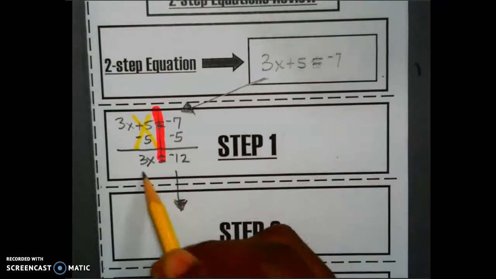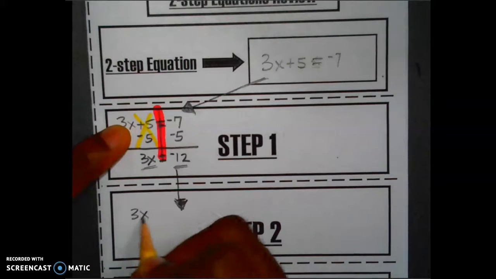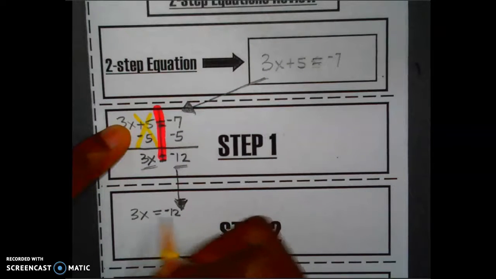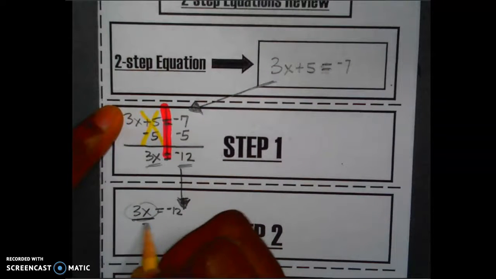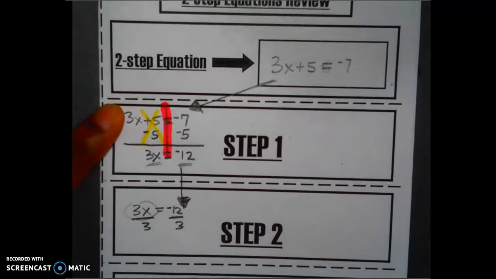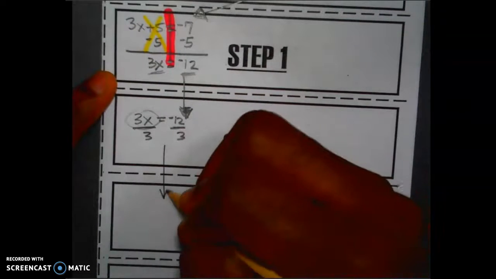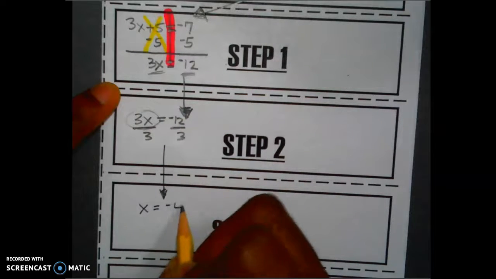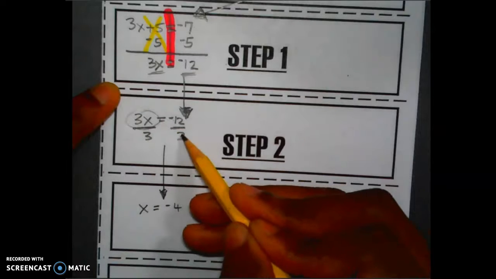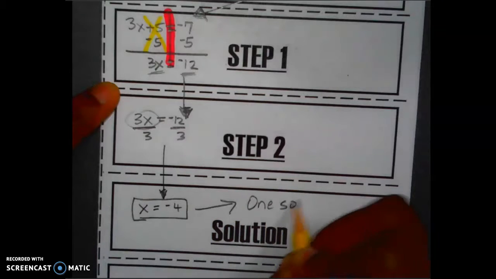Because I know that 3 times x is multiplication, the way that I undo that operation is by dividing both sides by a 3. And when I do that, I'm given my solution. I get a solution of -4 because when I divide a -12 by a +3, I'm left with a negative number. Now, the way that I interpret my solution, in this case for an equation, there is one solution always to an equation, and that answer in this case is going to be x is equal to -4.